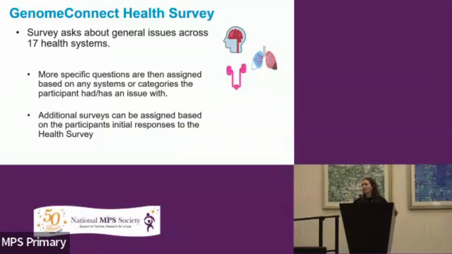More specific questions are then assigned based on any symptoms or categories that the participant had or has an issue with. We also have additional surveys that can capture more information regarding maybe a history of a heart defect, cancer, arrhythmia, cardiomyopathy. Overall, that initial health survey takes on average about 12.5 minutes to complete.